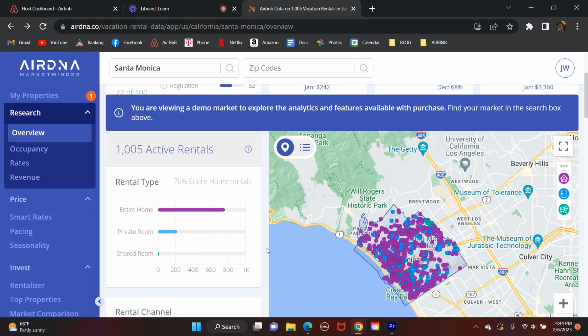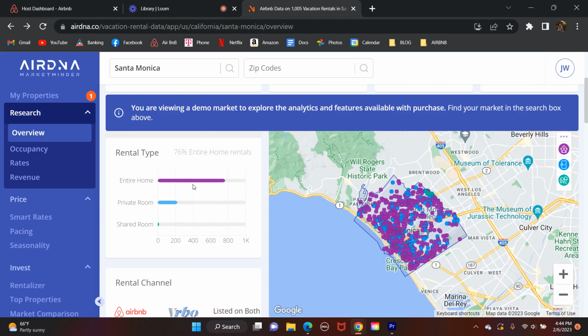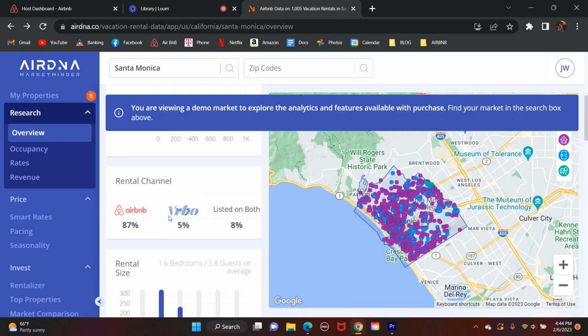Let's go down here. This tells you the active rentals. So there's about 1,000 active rentals. Most of the active rentals are entire homes. So they're not going to be a shared space or a private room in your property, which is fine if you have something like that. But most of the rentals, and the rentals that do really well, are going to be your entire property or entire home type of rentals. And it looks like, okay, that's pretty much what I explained.